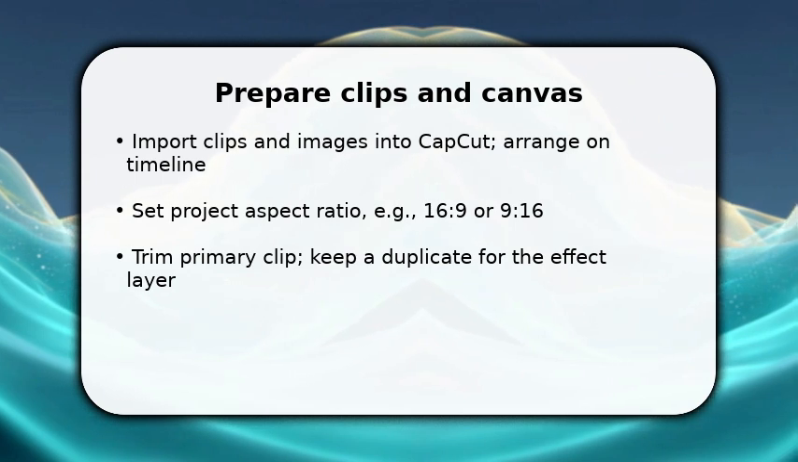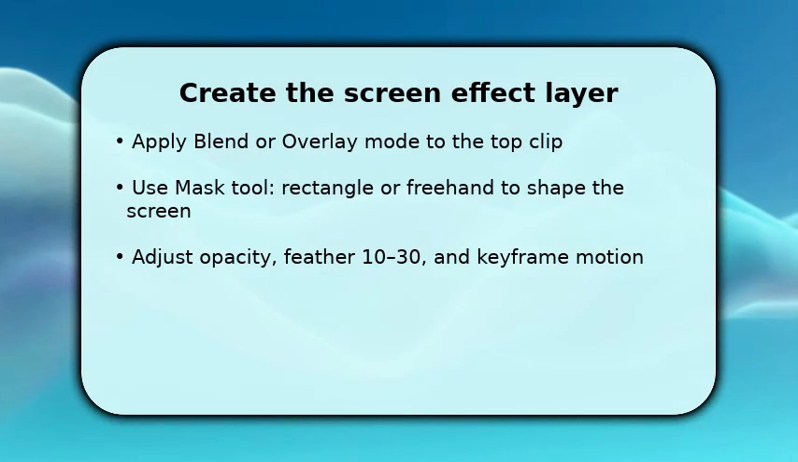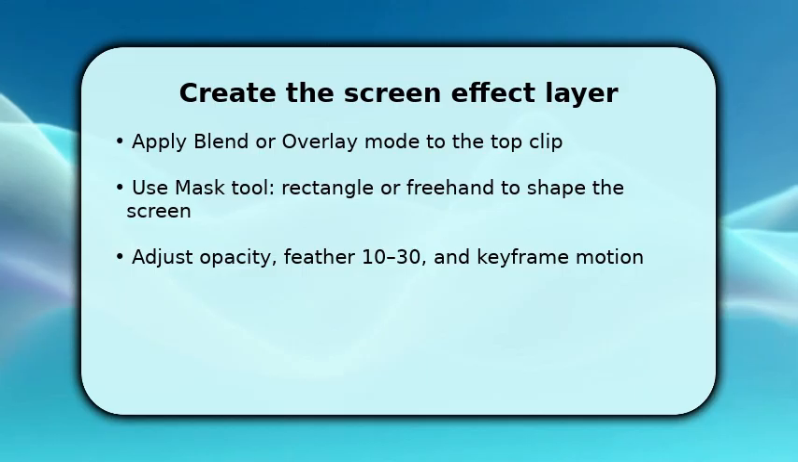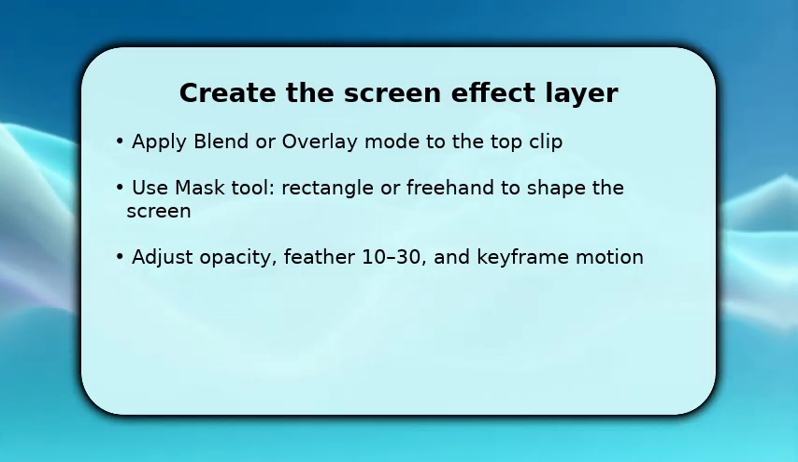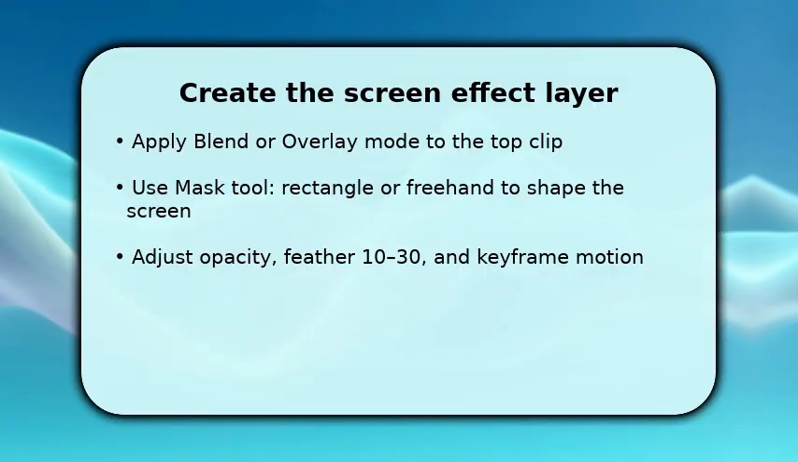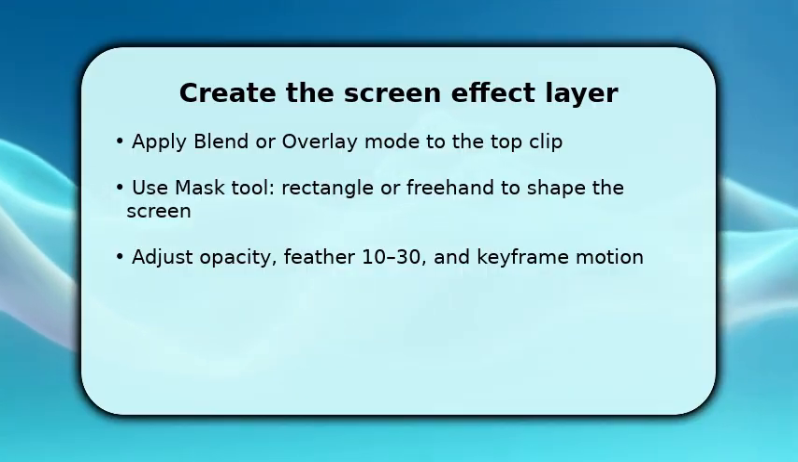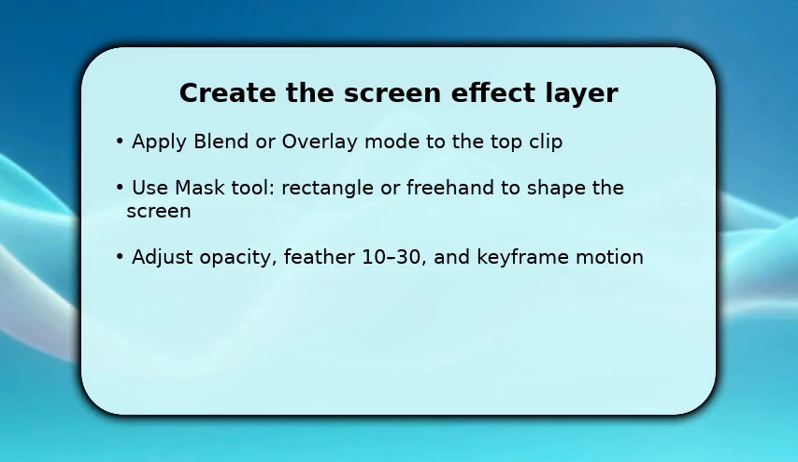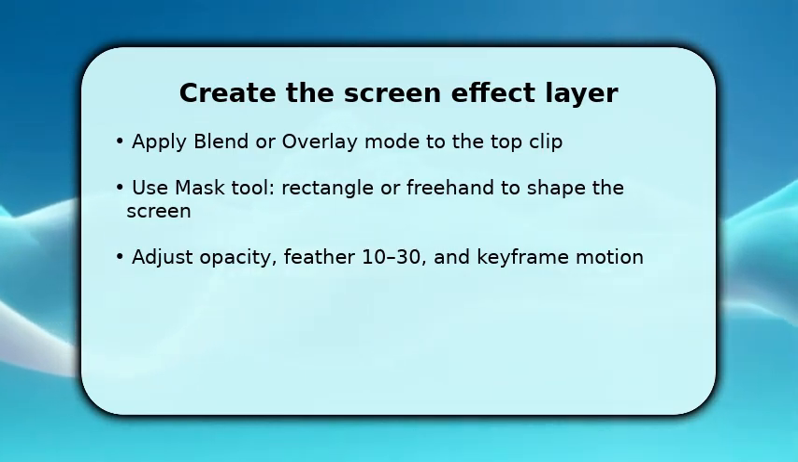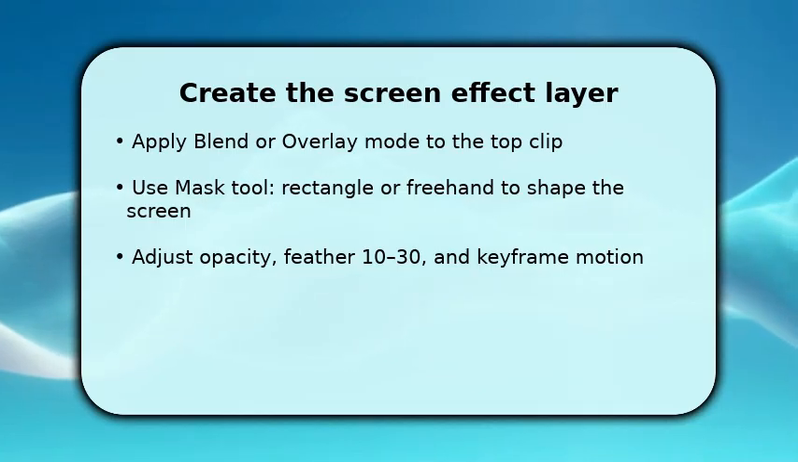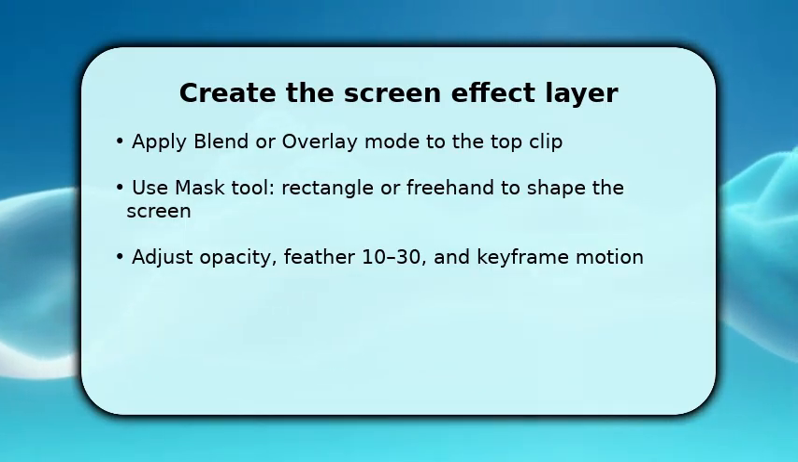Now you craft the visible screen effect on the duplicated layer by switching blend modes or reducing opacity to create transparency. This lets the underlying clip show through. Use the mask tool, choose rectangle for device frames or freehand for irregular shapes, and feather the edges to integrate the screen naturally. Add keyframes for position, scale, or rotation so the screen moves with the scene.